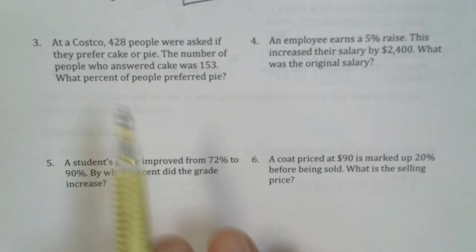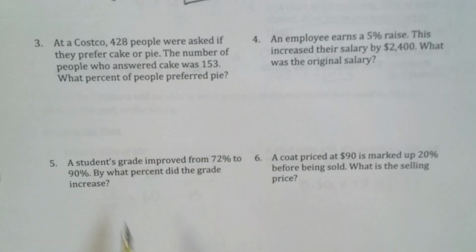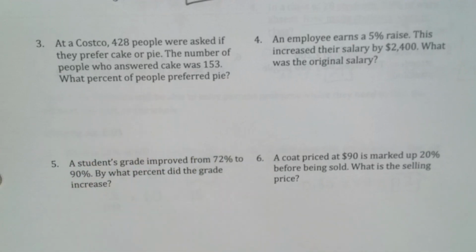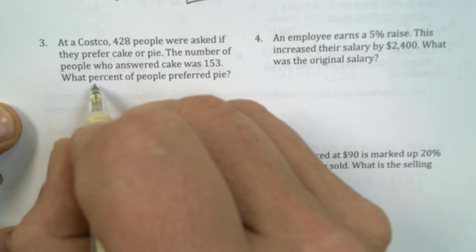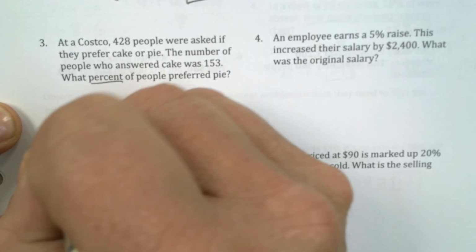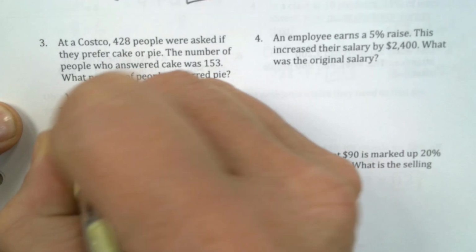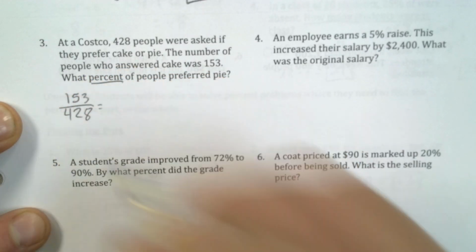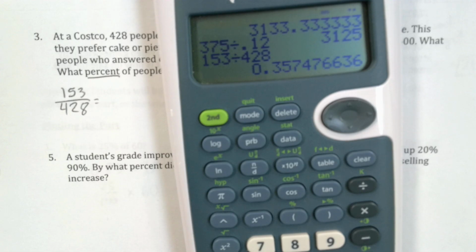At Costco, 428 people were asked if they preferred cake or pie. The number of people who answered cake was 153. What percent of people preferred pie? Now you have 2 ways you can approach this problem. We're looking for the percent, so we're creating a fraction. 428 is your total number of people that were surveyed. 153 are the ones that said they preferred cake. So if I do 153 divided by 428, we get 35 point whatever.